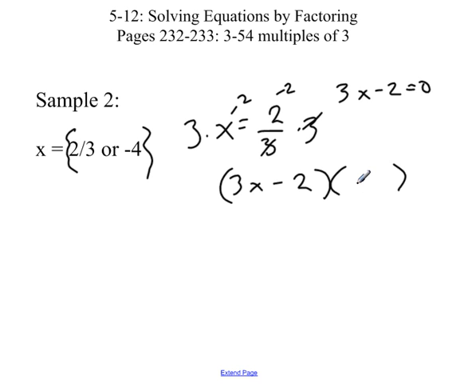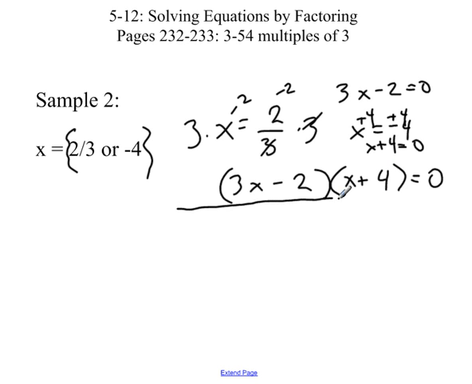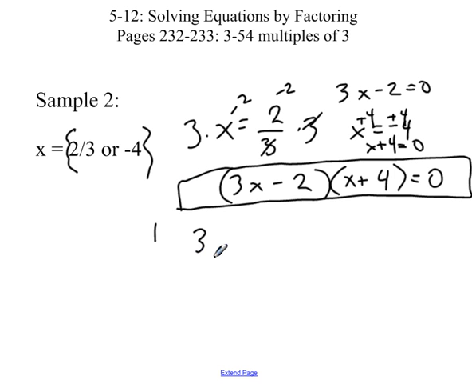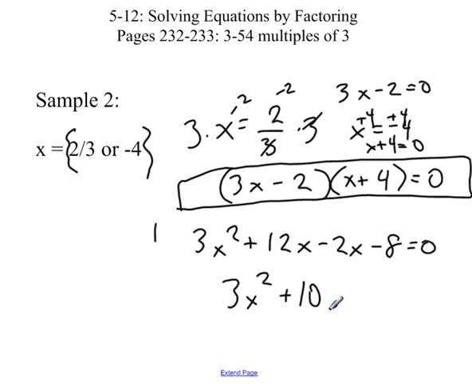Now, if x is negative 4, then I can add 4 to both sides, and I get x plus 4 equals 0. So x plus 4 can also be 0. And here are the binomials that work with that. Now, when you FOIL that out, you get 3x squared plus 12x minus 2x minus 8 equals 0. Simplify everything, and you get 3x squared plus 10x minus 8 is 0.